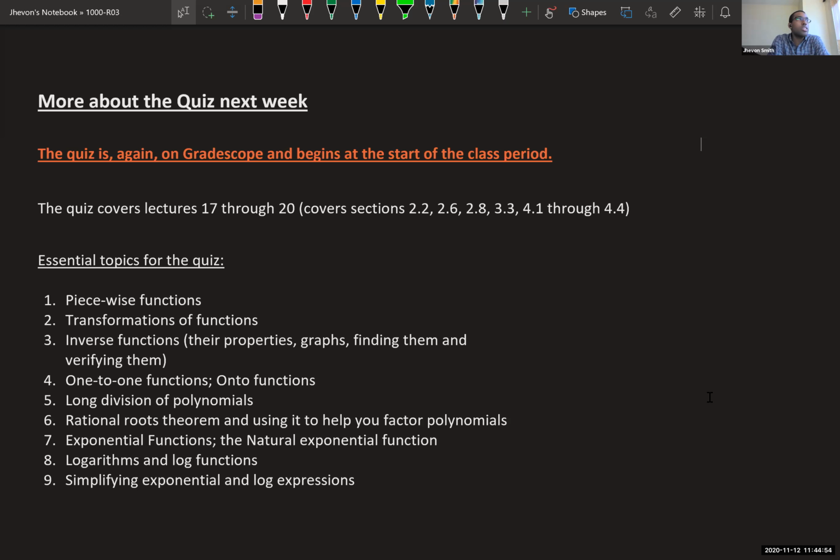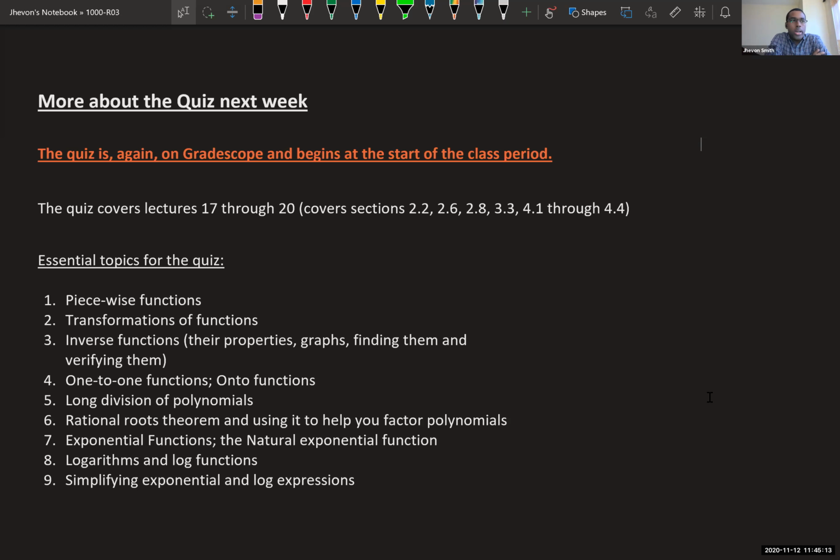Transformations of functions. This is talking about like shifting. Do you know what would happen if you add a number to a function? So if I take f of x plus 5, what happens? If I replace all the x's in f of x with x minus 5, what happens, right? How do you shift left and right? How do you stretch? How do you shrink?